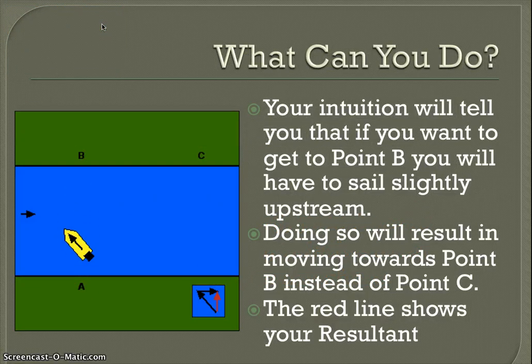So this is what you do. If you had any sort of intuition about this, it will probably tell you that you need to point your boat and sail upstream somewhat. By pointing upstream somewhat, as the river current is pushing you downstream, it will carry you directly across to point B. So if you're sailing upstream diagonally, moving upstream and forward at the same time, the river current pushes you downstream, so that the end result shows you moving directly across from point A to point B.